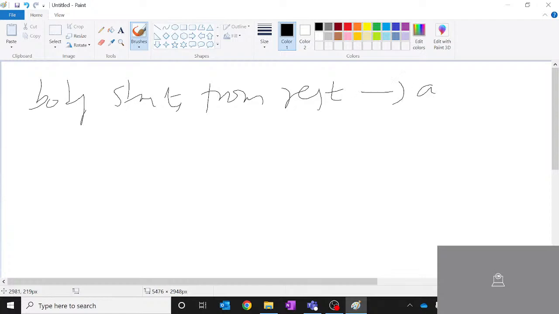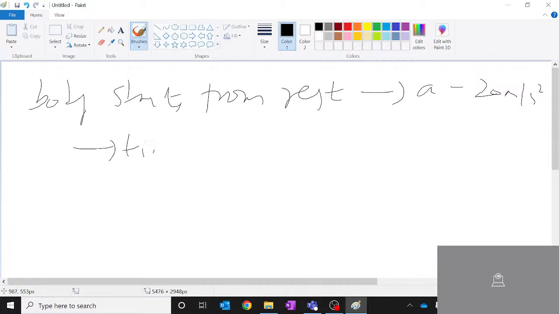Next question. A body starts from rest and travels with a uniform acceleration of 20 meters per second square. Now calculate the time taken by the body to cover a distance of 90 meters.